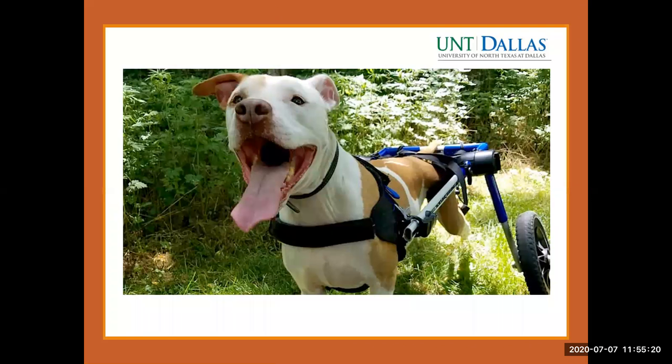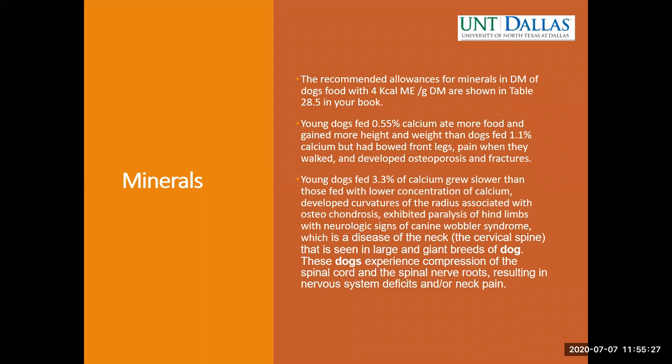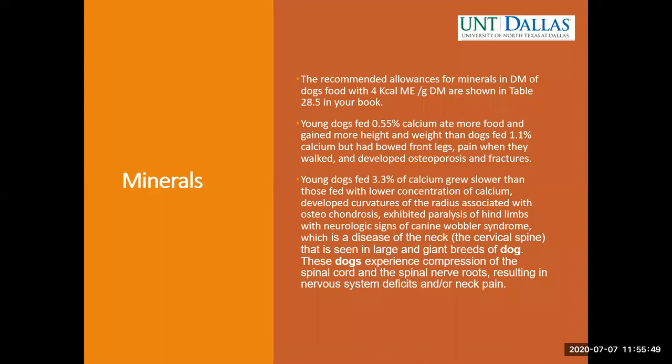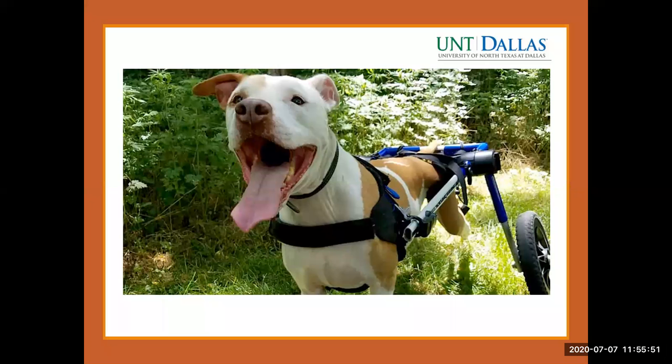So this is the dog with canine wobbler syndrome. Canine wobbler syndrome is a disease of the neck, the cervical spine, that's seen in large and giant breeds of dogs. These dogs experience compression of the spinal cord and the spinal nerve roots that results in nervous system deficits or neck pain. So that's the dog with canine wobbler syndrome.